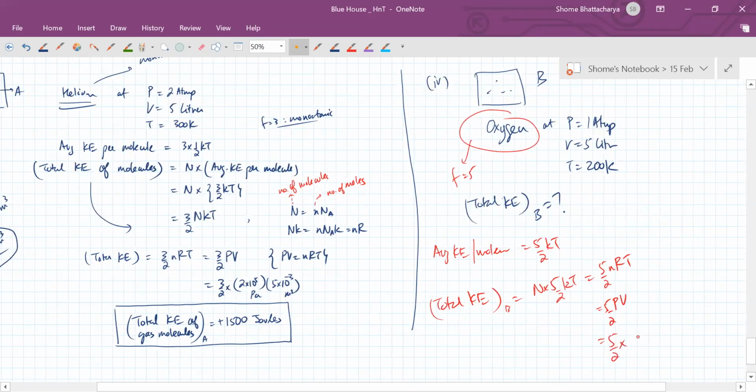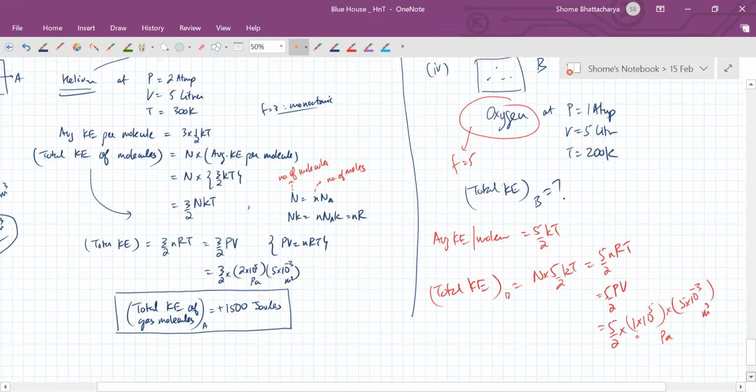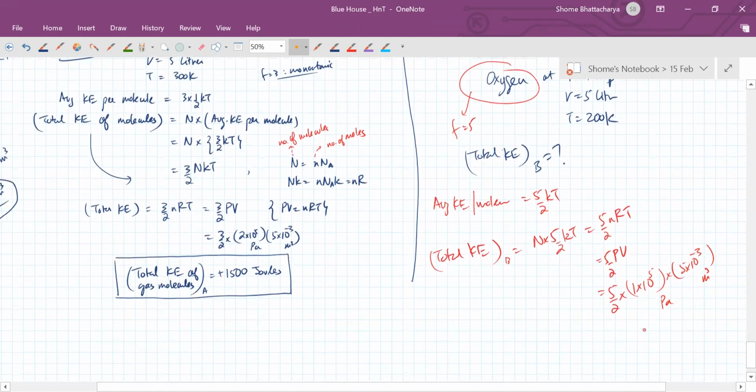So the pressure, remember, is 1 atmosphere. So 1 into 10 raised by 5 Pascal into the volume, which is 5 liters. So 5 into 10 raised by minus 3 meter cube. So 25 by 2 into 10 raised by 2. So that's 1250 joules. This will be the total kinetic energy of gas molecules.